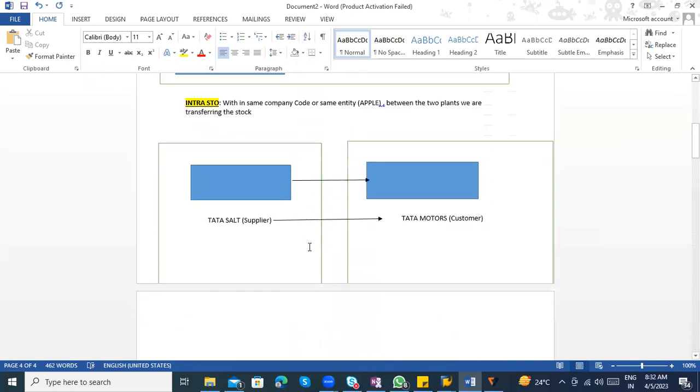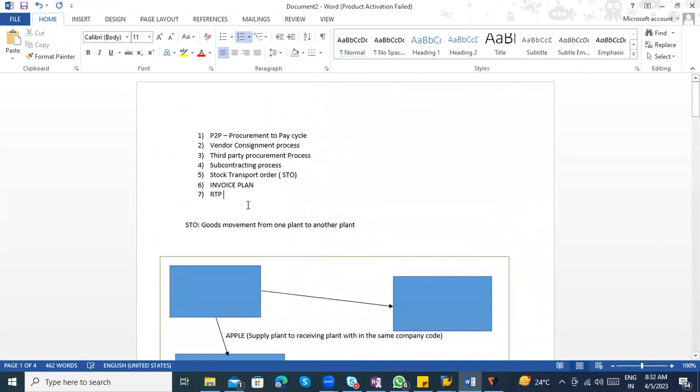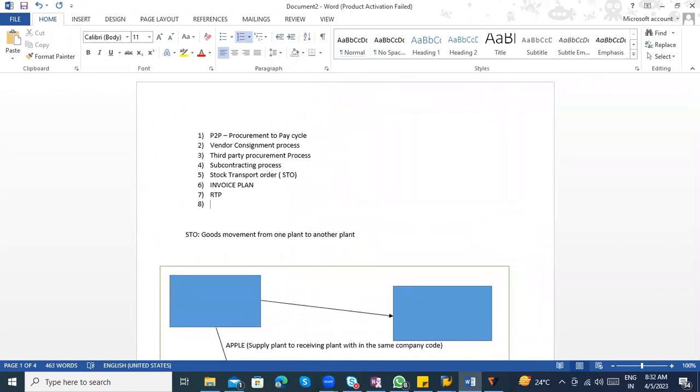Then there is another process, direct consumption. What do you mean by direct consumption? Whatever goods we buy, whatever stock we get from the vendor, is not for storage purposes. We are directly consuming it.